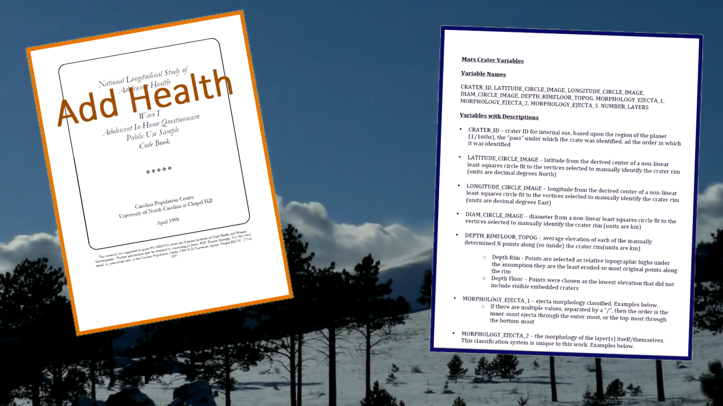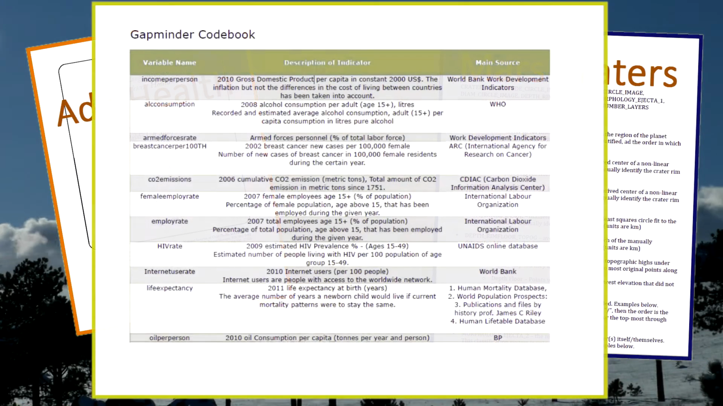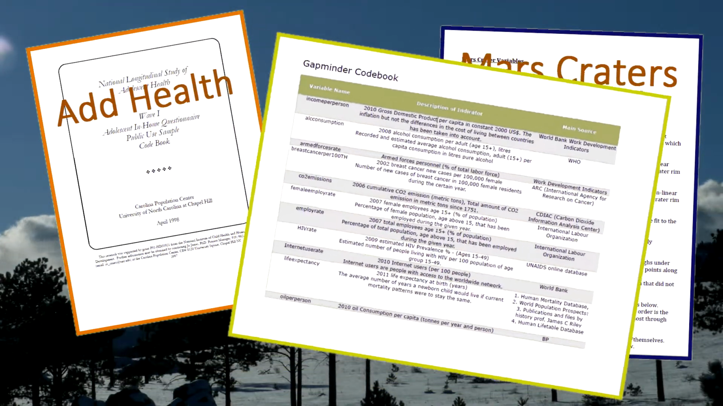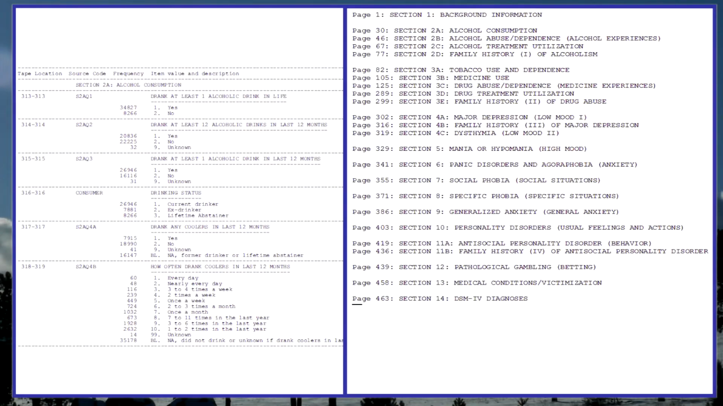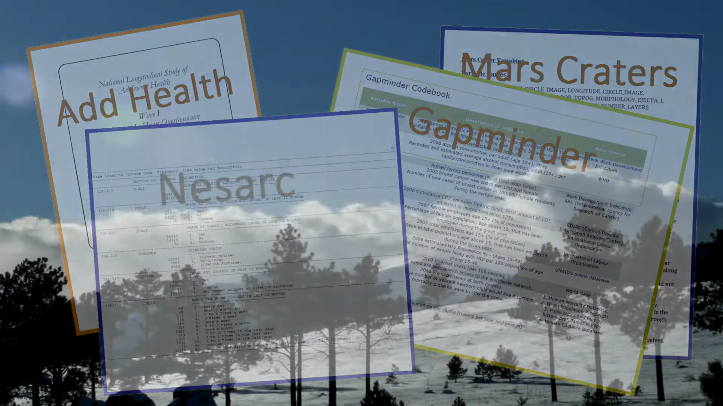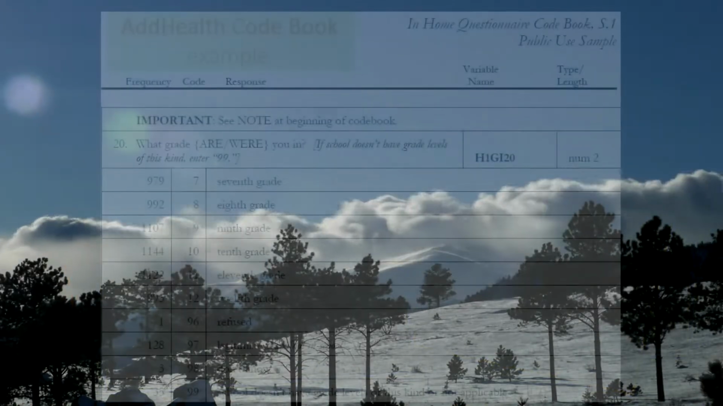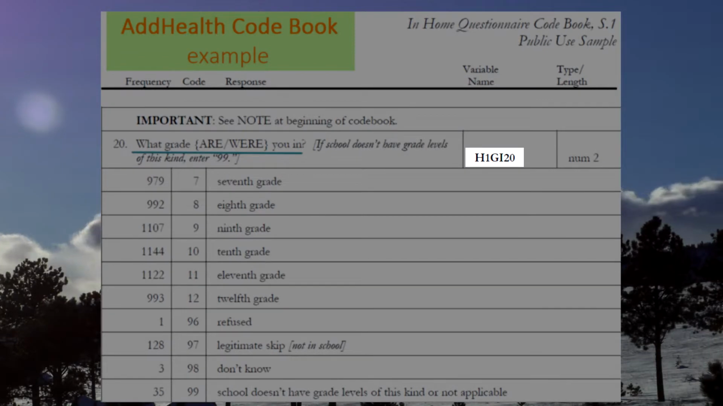The codebook describes how the data are arranged in the computer file, what the various numbers and letters mean, and any special instructions on how to use the data properly. Like any other book, some codebooks are better than others. In the AdHealth codebook, each variable has a description of what is measured. In this case, it's the question of what grade you're in.